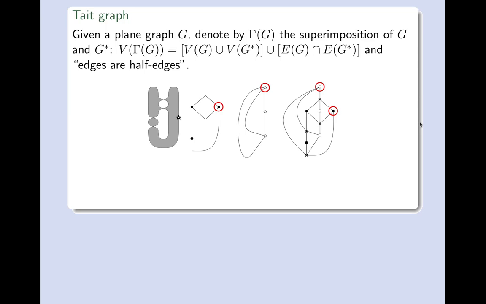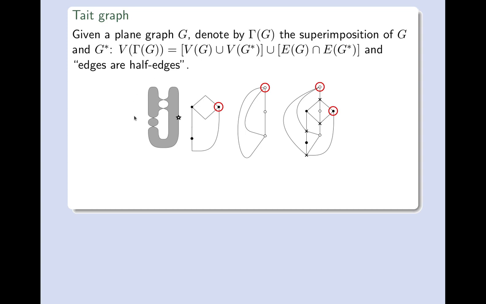Now, another classical construction in knot theory: if we have a plane graph G, we will denote by gamma of G what is usually known as its Tait graph. This is just the superimposition of G with its dual. So vertices in this Tait graph come in three kinds: those coming from the original graph G, those coming from G star, in this case black and white here, and also we have this whole bunch that is given by the unique intersection between dual edges.